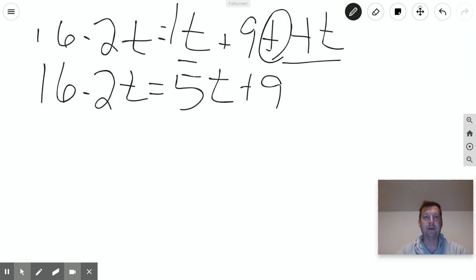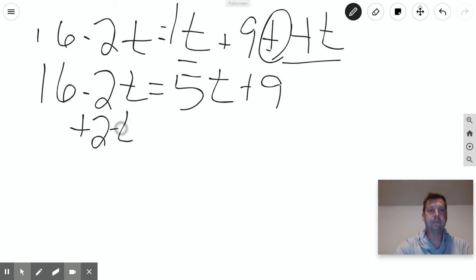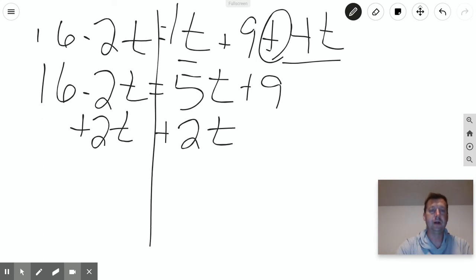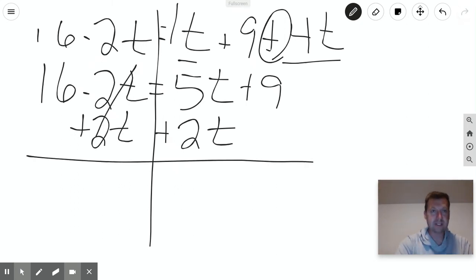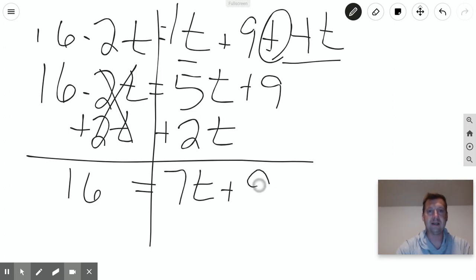Now I have a problem with variables on both sides of the equal symbol still. I'm going to look for which one's smaller. Negative 2 is smaller than positive 5. To get rid of this negative 2 right here, I'm going to do the opposite, and I'm going to do plus 2t on both sides of the equal symbol. Always have to do it on opposite sides of the equal symbol. When I do that, over here this cancels and I'm left with 16. Over here, I'm left with 7t plus 9.